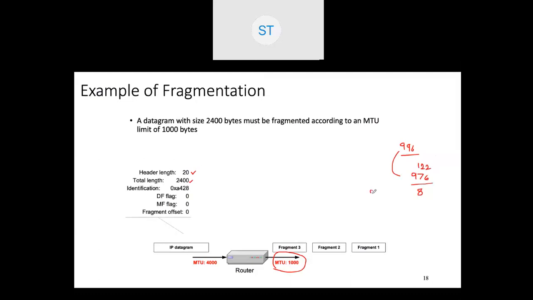So in the first, 976, in the second also 976, remaining data in the third. Offset is 0, 122, 244. MF is 0, sorry, MF is 1, 1, 0.